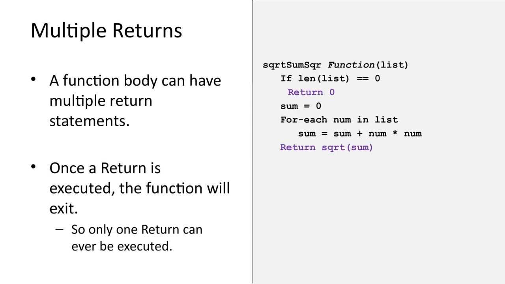In this case, the function body contains two return statements. Once one of the return statements is executed, execution will exit out of the function. As a result, for a given function call, only one return statement can ever be executed.